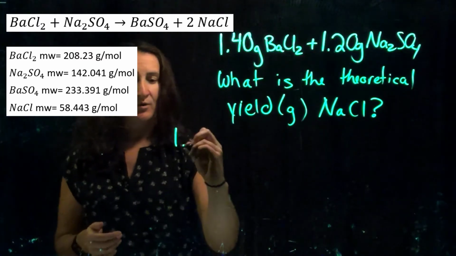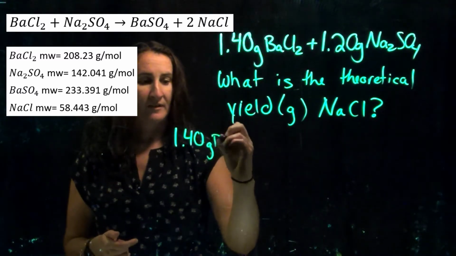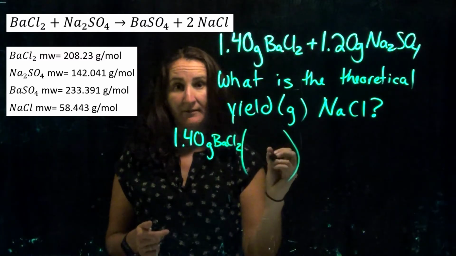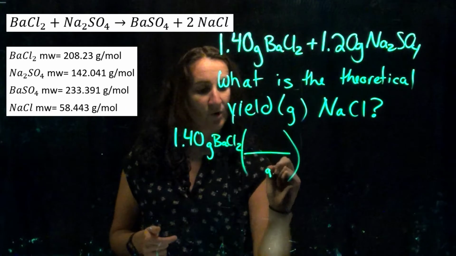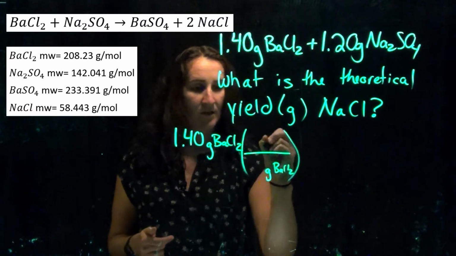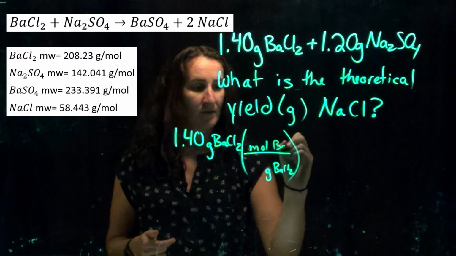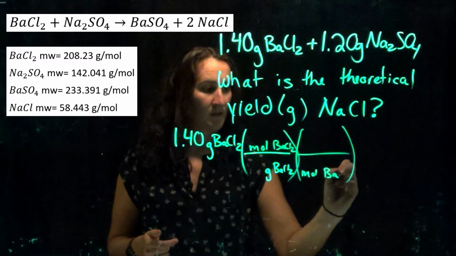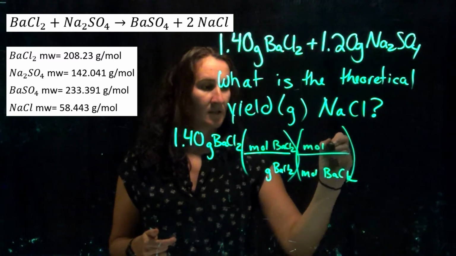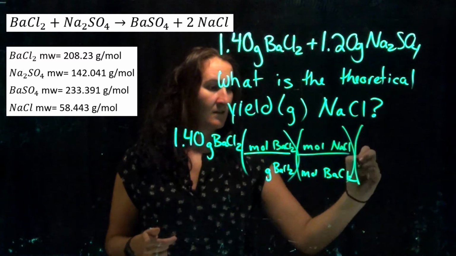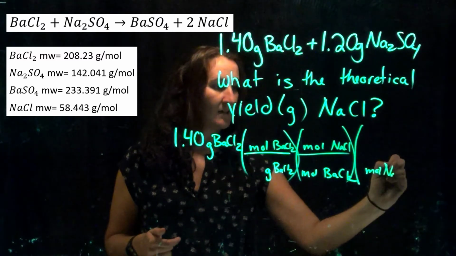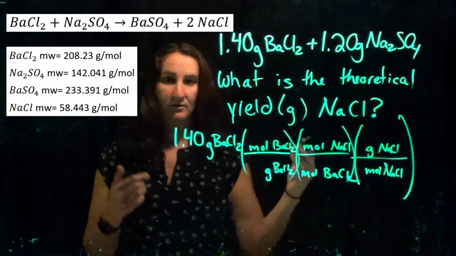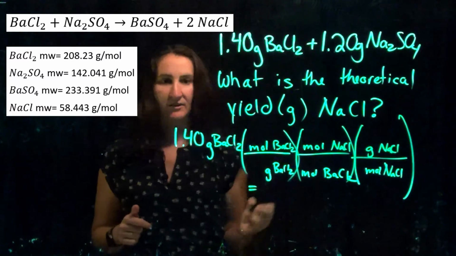So let's start out first with 1.40 grams of barium chloride. I need to convert that all the way to grams of sodium chloride. So how do I do that? Grams of barium chloride to moles of barium chloride. Now I convert moles of barium chloride to moles of NaCl, and then moles of NaCl to grams of NaCl. And you should have known how to do this already. Okay, and we'll put the answer right down here.